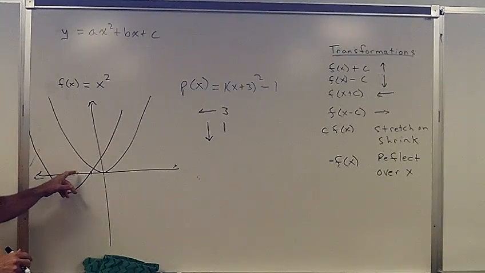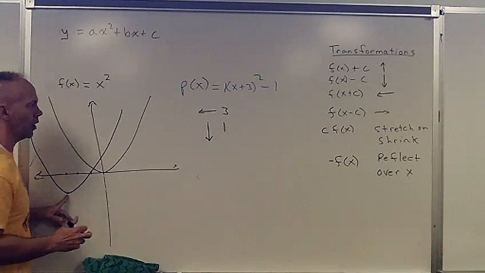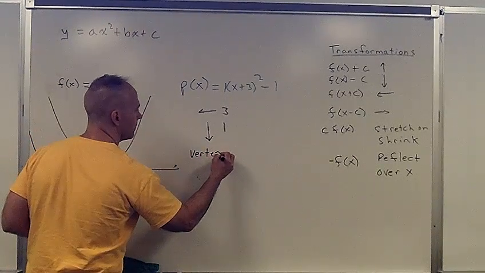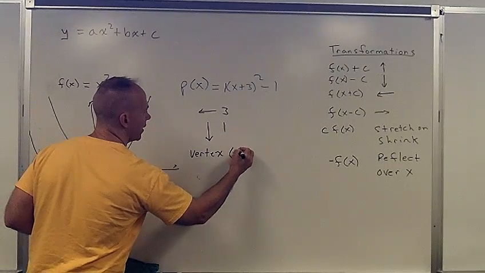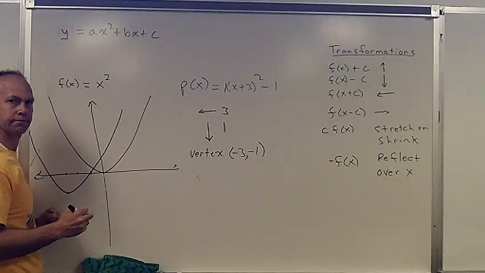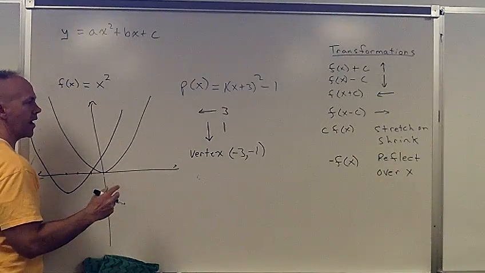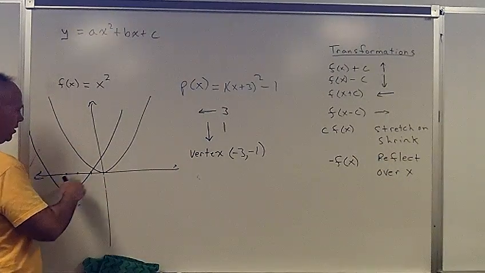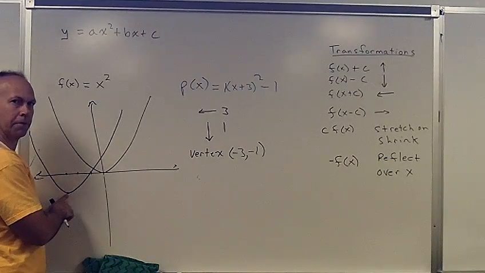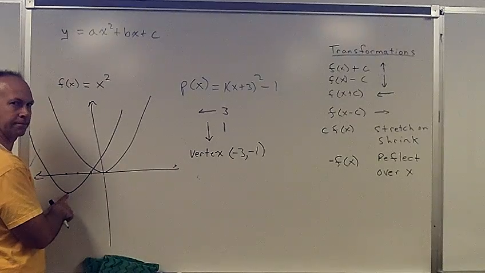Well, I shifted to the left 3 and down 1. So my vertex is at -3, -1. All right? Now, is this a minimum? Is the vertex a minimum, or is it a maximum?